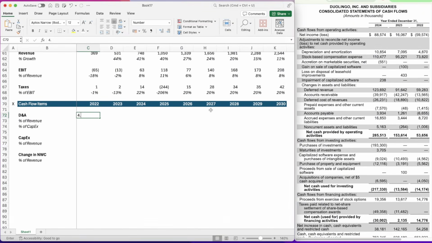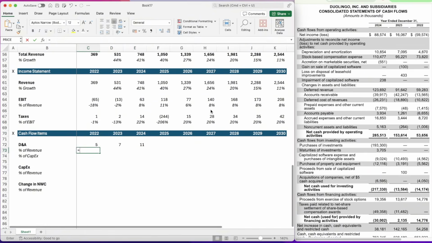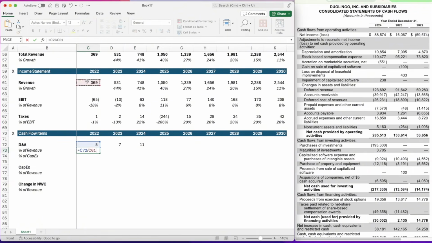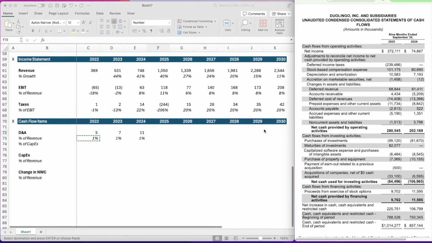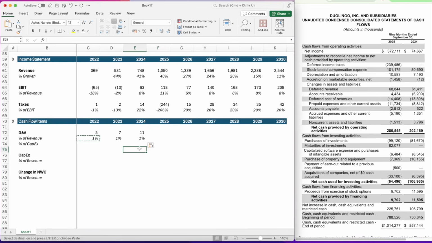874.870, 7.095, and 0.84 as a percentage of revenue. This is this divided by 7.193.